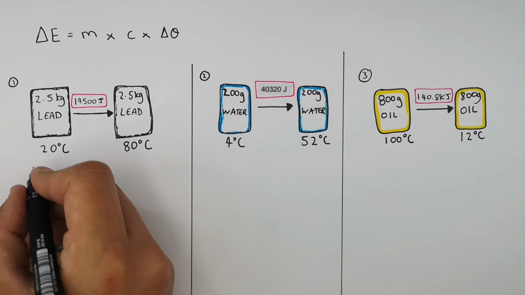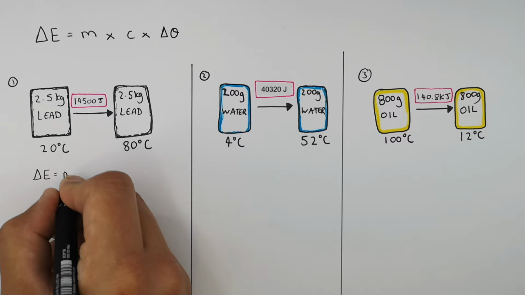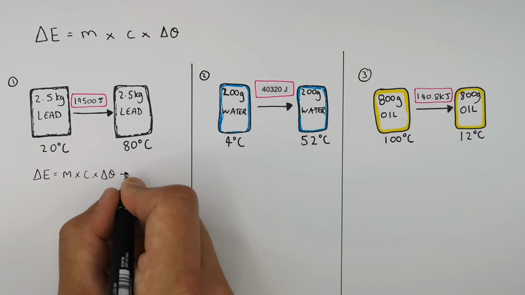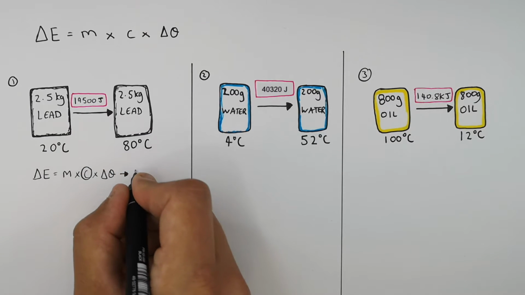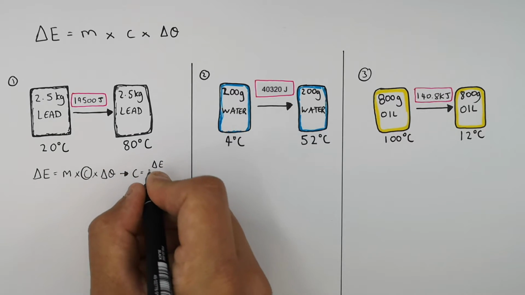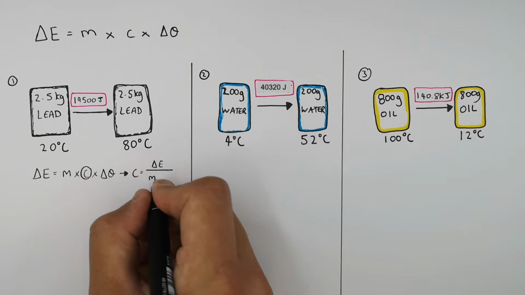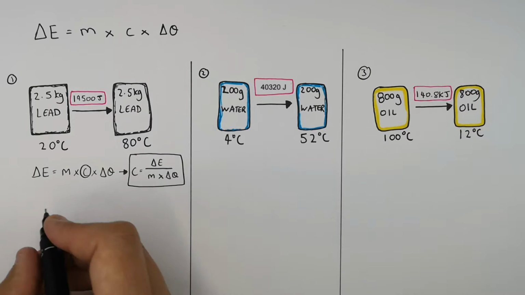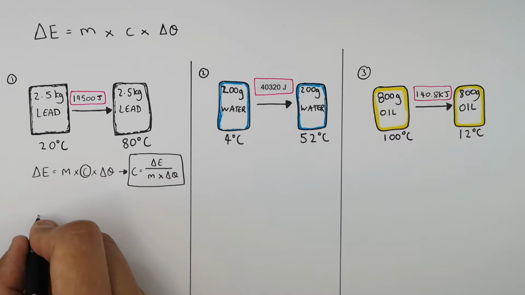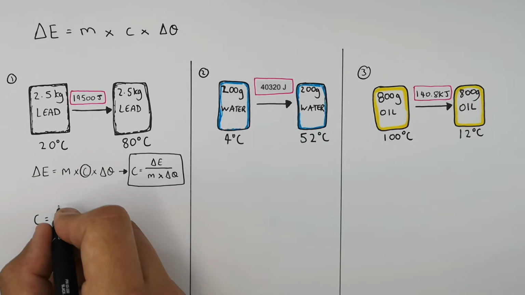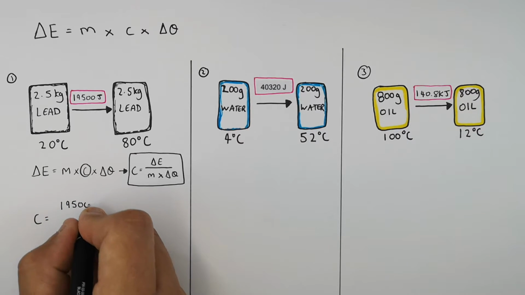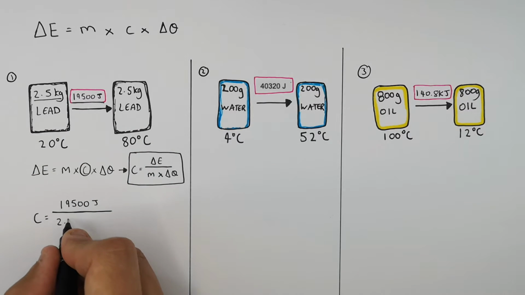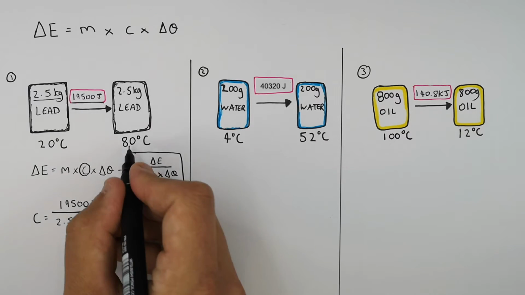So you recall the equation, energy transferred equals mass times specific heat capacity times by the change in temperature. But we're trying to work out the specific heat capacity, so we rearrange for C. C equals energy transferred over mass times change in temperature. So we're trying to work out C, the specific heat capacity. So it's C equals the energy transferred into the lead, which is 19,500 joules, divided by the mass, which is 2.5 kilograms, times by the change in temperature.